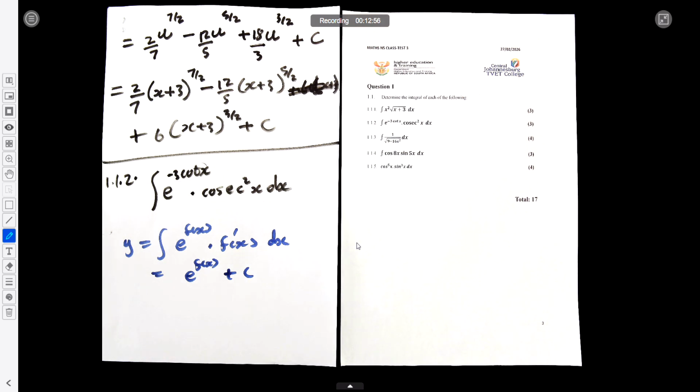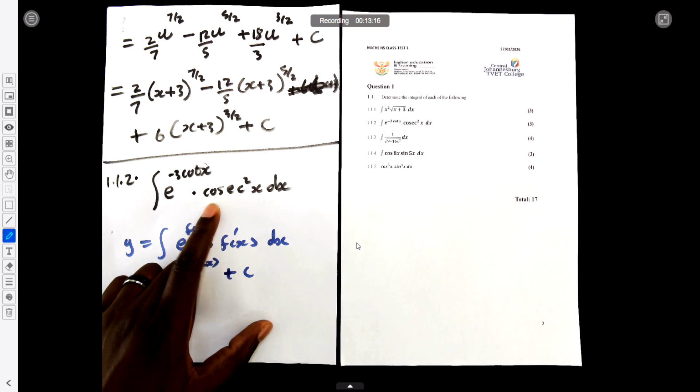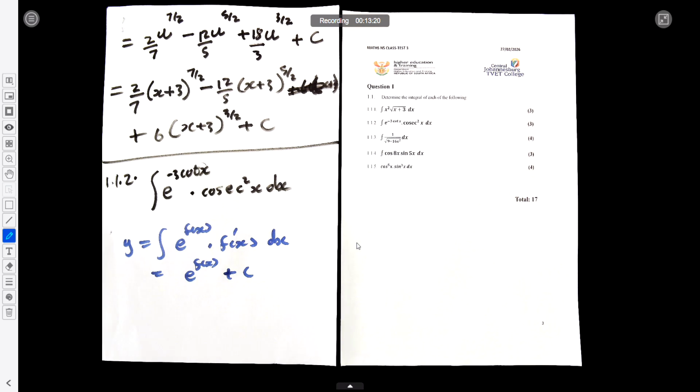So you can use the inspection method and write down that when I look into the exponent, if I let negative cot x equal f of x, therefore what will be f prime of x? When you say f prime of x, I hope you see you will have cosec squared x. But what is missing there? It's a negative and 3, isn't it? So negative 3 is missing, which means when you integrate, we're going to divide by that constant, negative 3. So that is the inspection method.